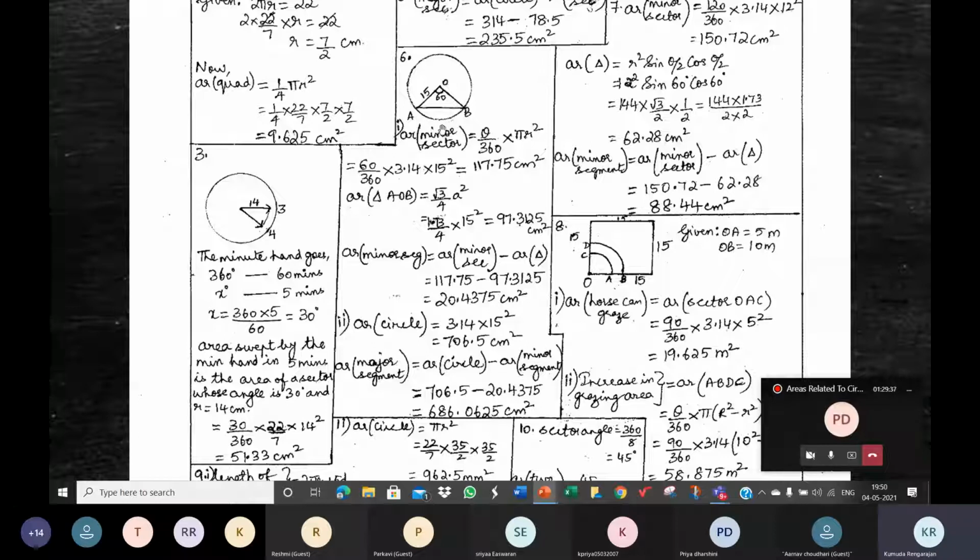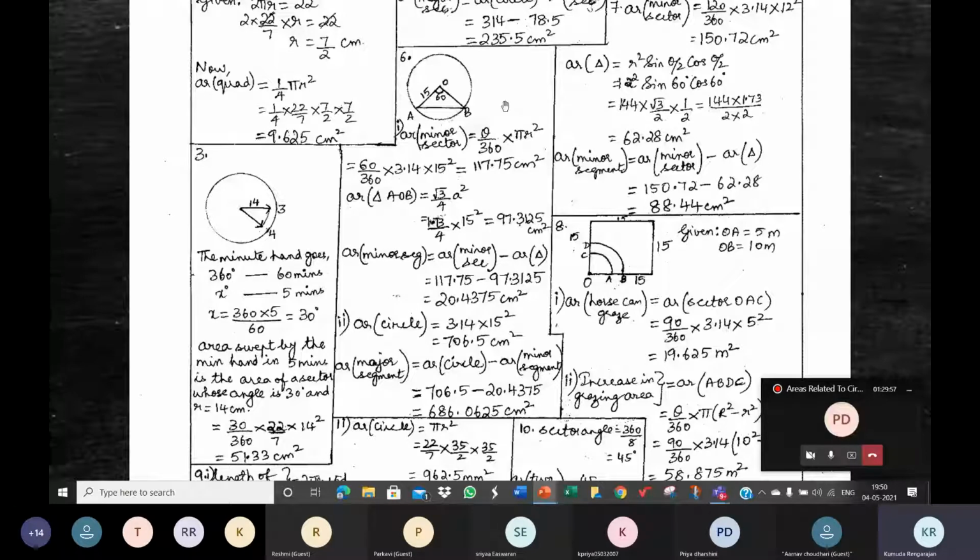Now the next one is to find the area of the major segment. Now we are trying to understand what the major segment is made up of. This is the major segment. This is the boundary of the major segment. I showed you the boundary of the major segment, children. See, how will you draw the major segment?